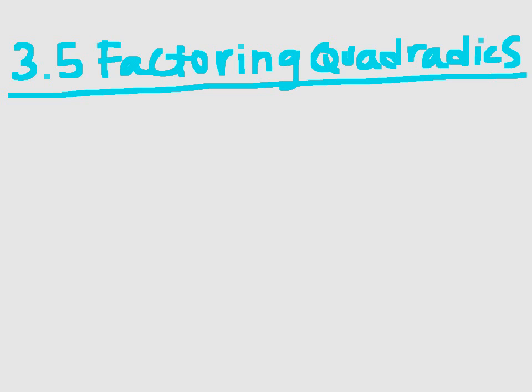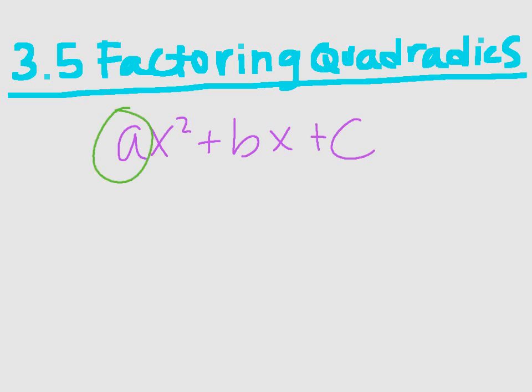Okay, when you're given the form ax squared plus bx plus c, you find the two factors of a and c that add to equal b. And then this is how you factor. So we'll go to just an example.